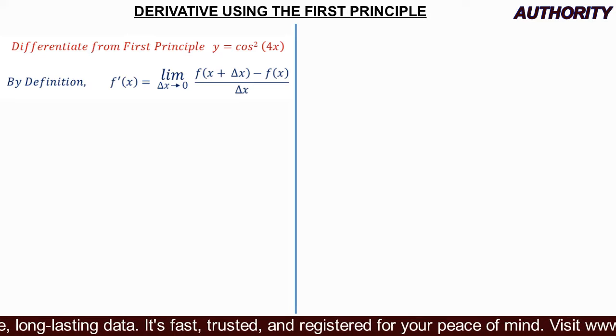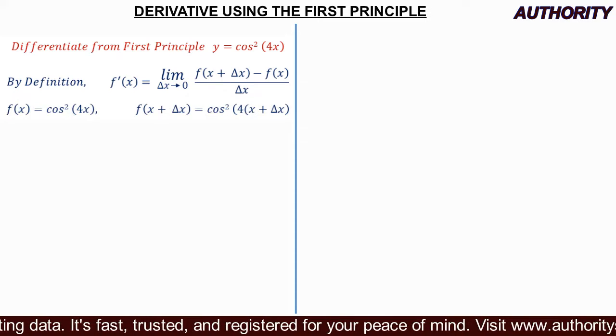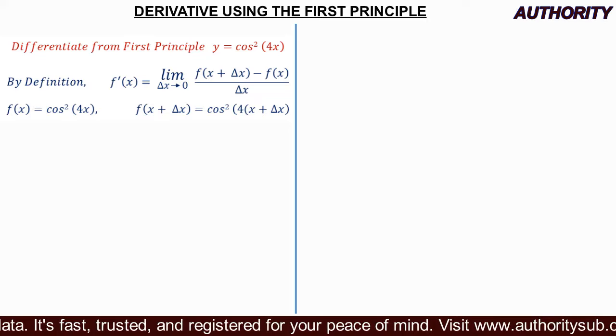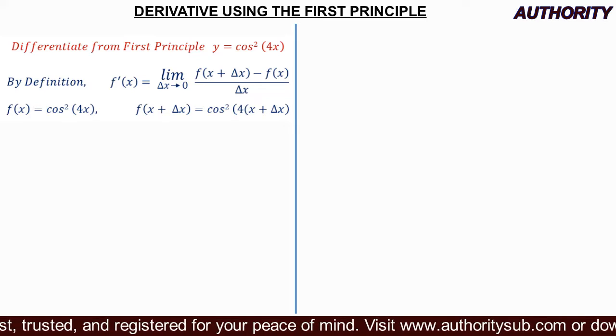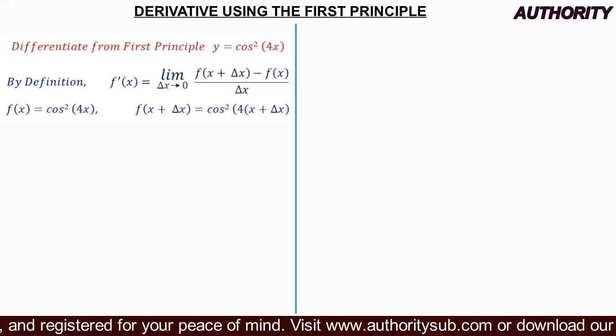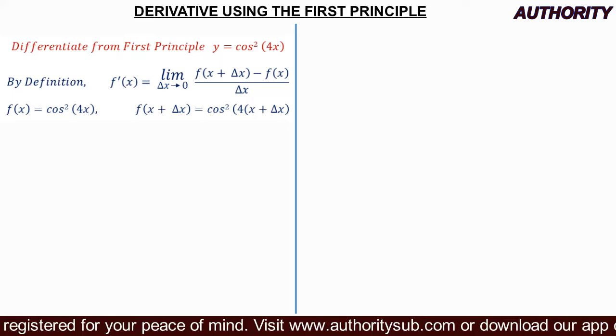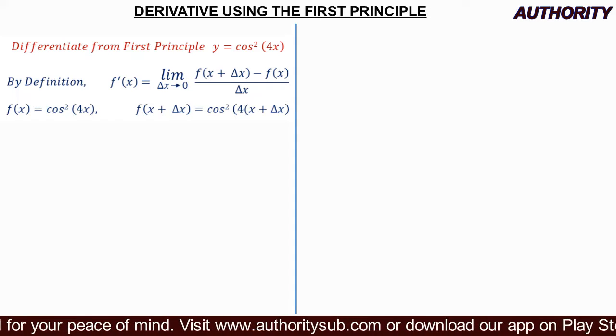So what is f of x? f of x is the function that we have, which is y, and it is the same as cos squared 4x. That is our function f of x, right? Good. What about x plus change in x? In the function that we have, anywhere we see x, we are going to write x plus change in x into it.